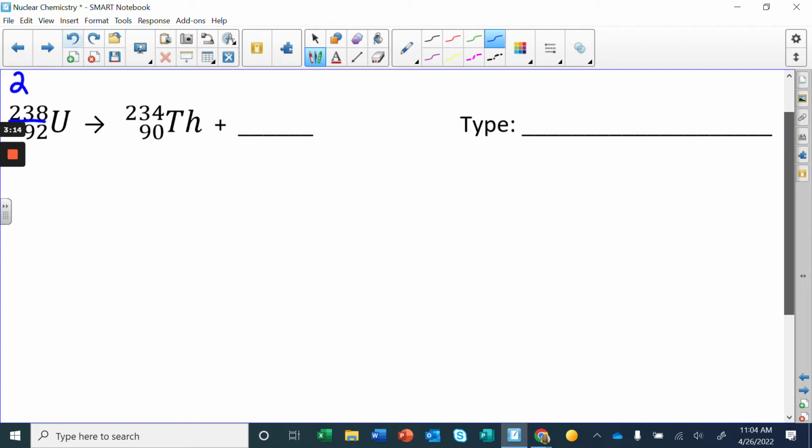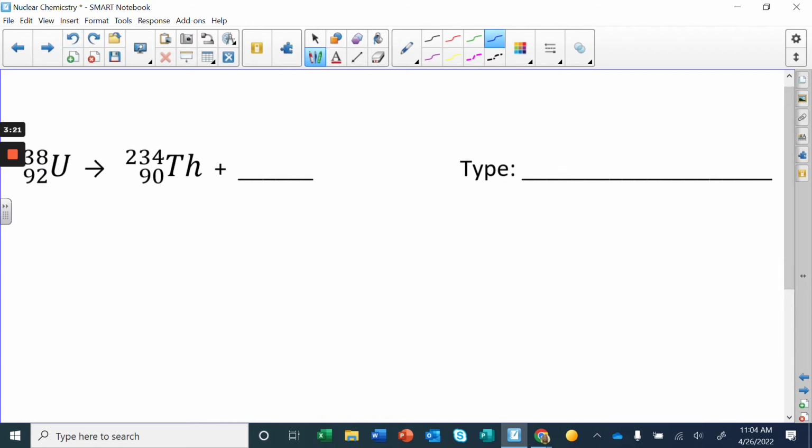Actually, I don't have enough space right there, so let me slide this down for y'all. Sorry, let me leave you enough space. Here we are. So we're going to write 238 up here. The arrow is like the equal sign. We have 234 plus blank. So we need to figure out what can be added to 234 to get us 238.